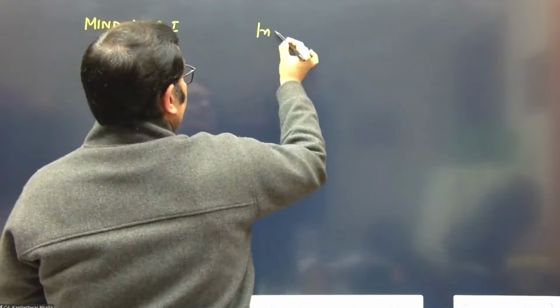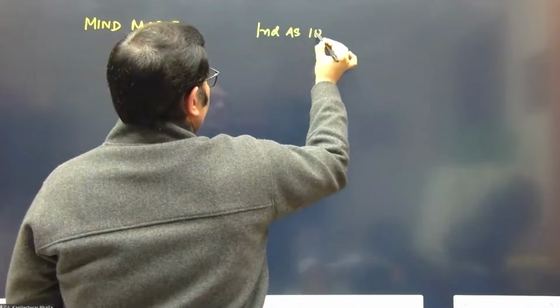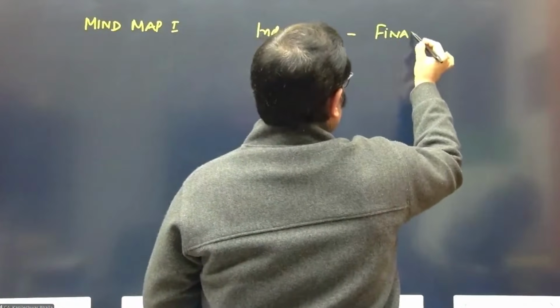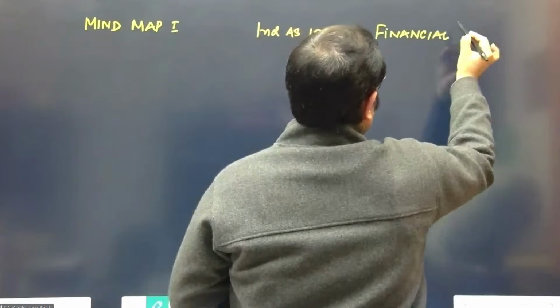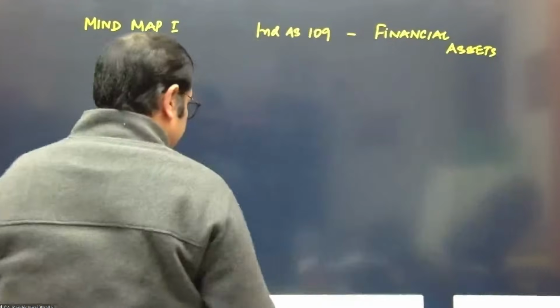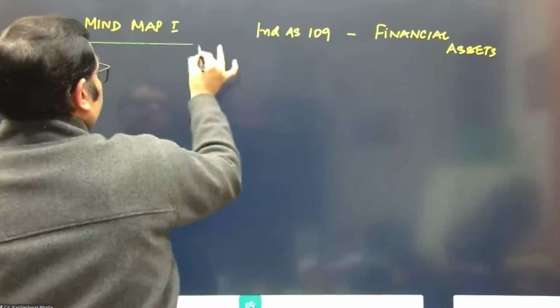So let's begin with the very first mind map, that is on the measurement of financial assets. So let's create mind map number one. So the focus is in terms of Ind AS 109, and we are focusing in terms of financial assets. That is the measurement aspect.